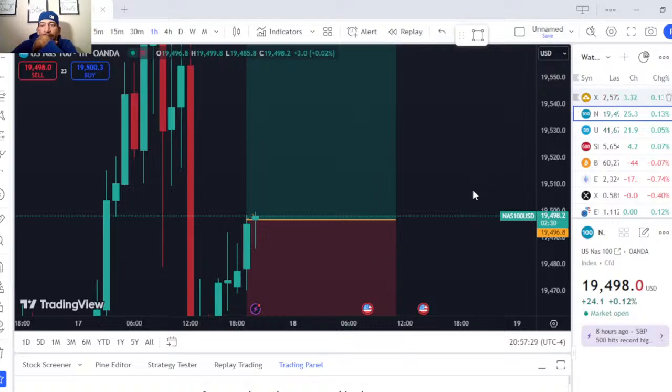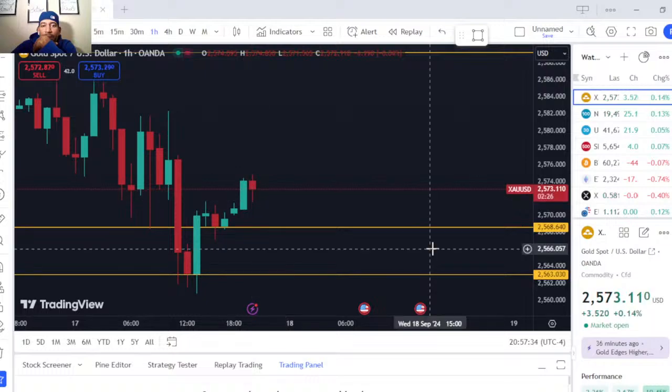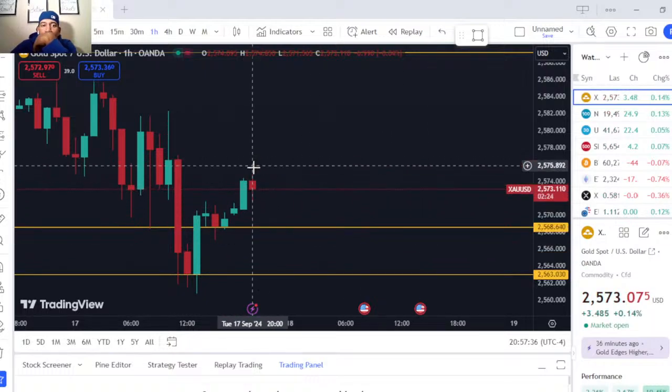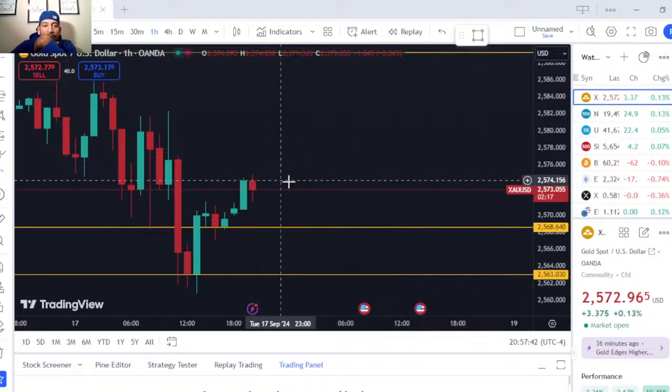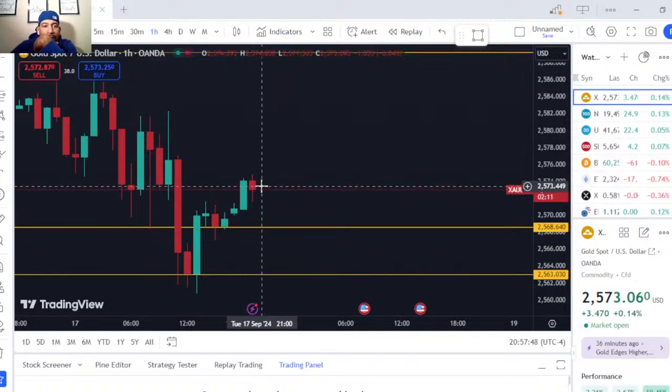All right, 3 minutes. Let's take a look at gold. Is this thing gonna flip bullish? If this thing flips bullish right before closing the next 2 minutes, that would be very interesting. But if we close bearish, I do still believe we'll come down.